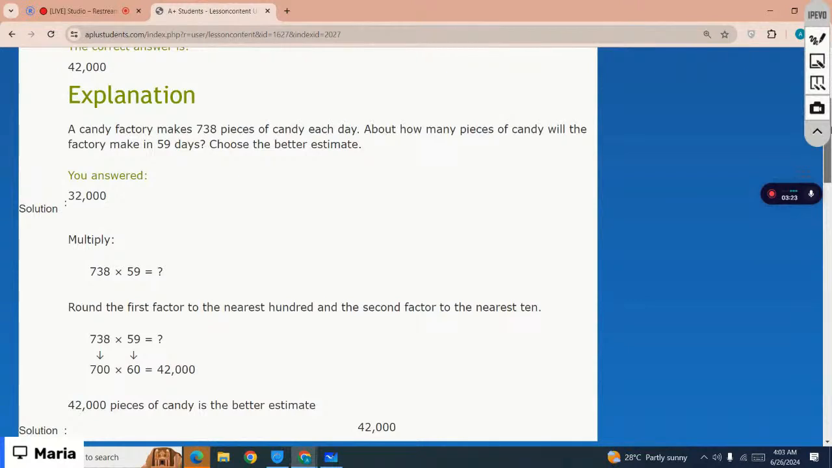738 is rounded off to 700 and 59 is rounded off to 60. So 6 times 7 is 42. That is 42,000 candies is the better estimate.